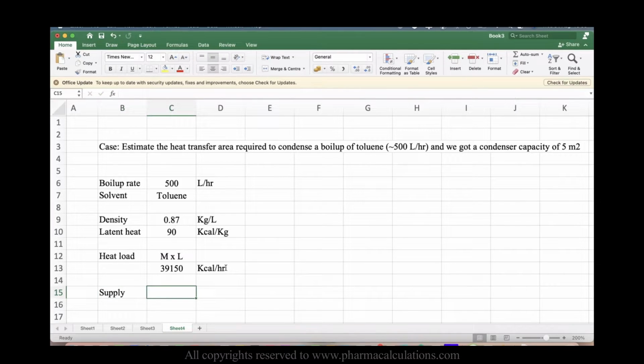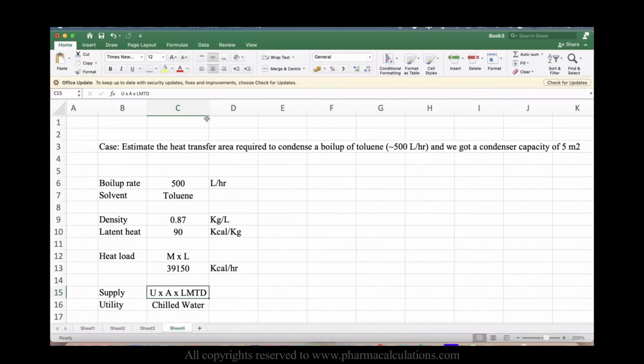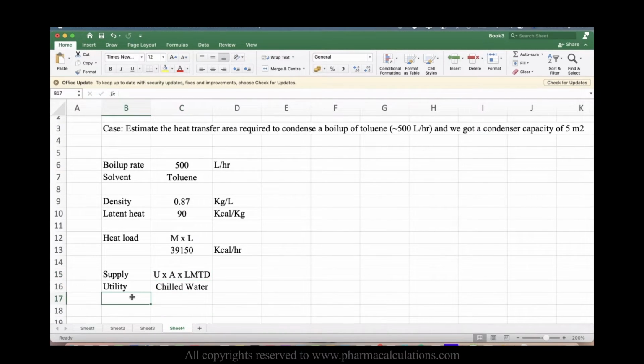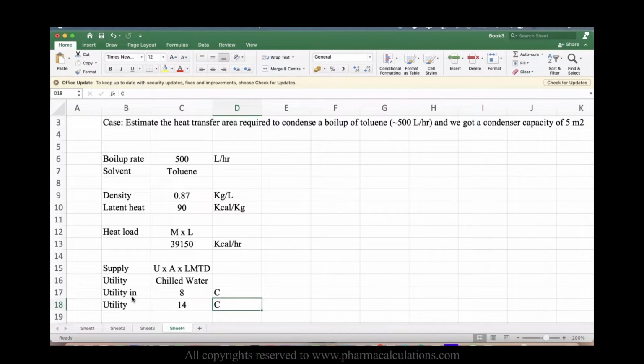In order to understand the supply, first of all we have to check what type of utility is available, whether it's chilled water, or brine, or chilled brine. I'll be taking the case of chilled water. So the utility used is chilled water. The supply equation is UA LMTD. The inlet temperature of the utility I'll take as 8 degrees centigrade, and utility out I'll take as 14 degrees, a delta T of 6 degrees.